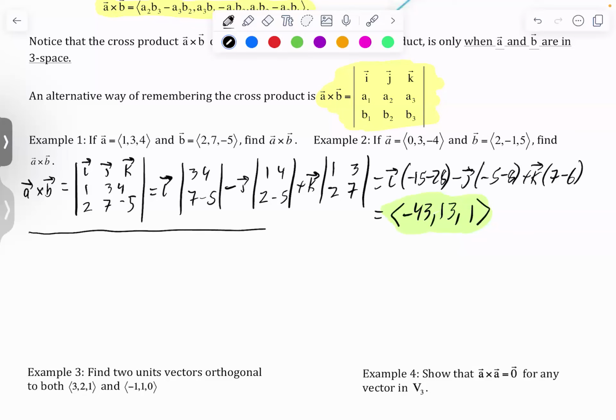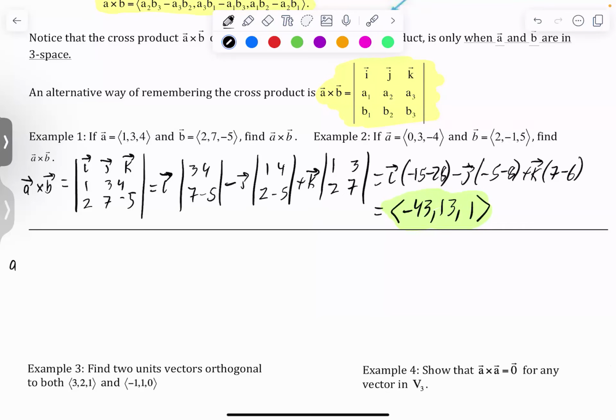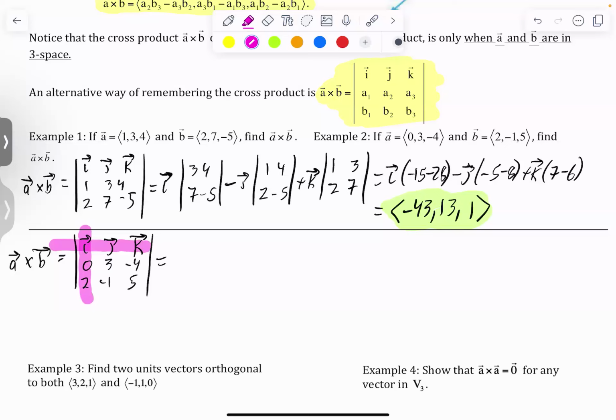All right, I'm going to do the example 2 underneath this. So A cross B is vector i, vector j, vector k, and 0, 3, -4, 2, -1, and 5. So once again, I'm going to blot out here and here to get vector i. And what's left? 3, -4, -1, and 5.